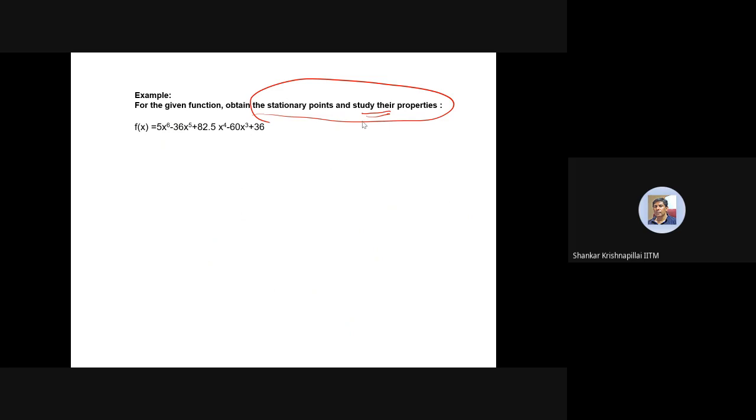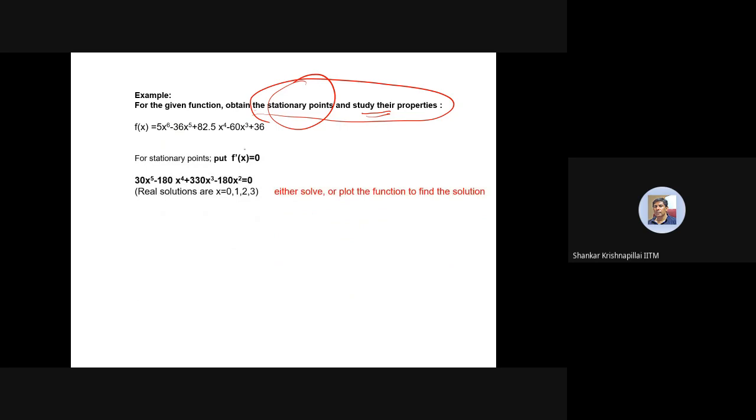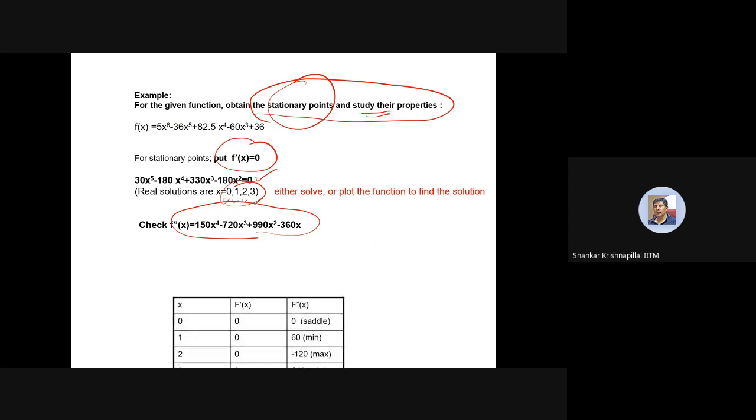Okay, so let us first find stationary points by equating the derivative to 0. So equate the first derivative to 0, and if you solve this equation, you get the real solutions 0, 1, 2, 3. At all these points, slope is equal to 0. Now let us check the second derivatives at all these points. This is the equation for the second derivative. Let us check the sign.